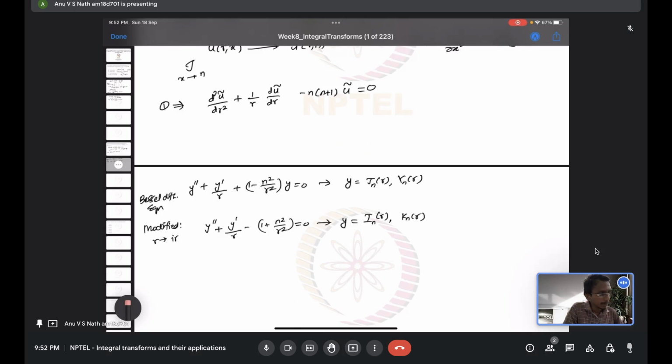Okay, but still they are related. Of course, Jn, Yn, In, Kn, everything is related. There is some relation connecting all of them.